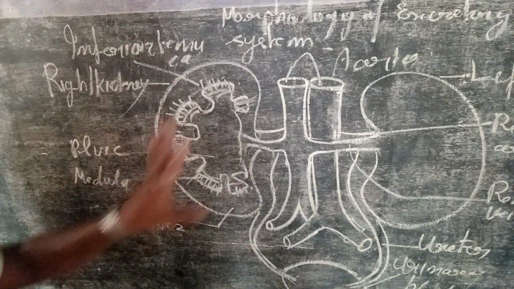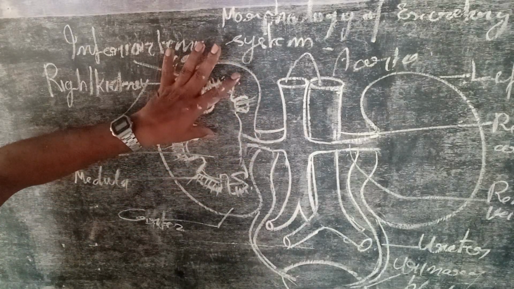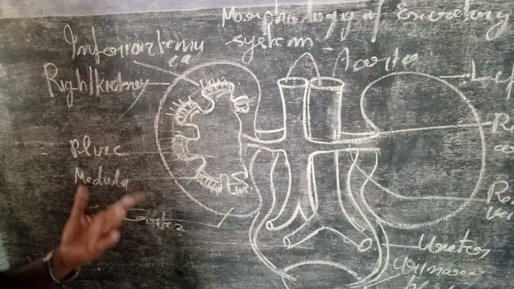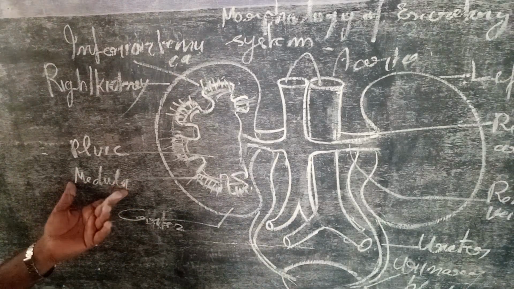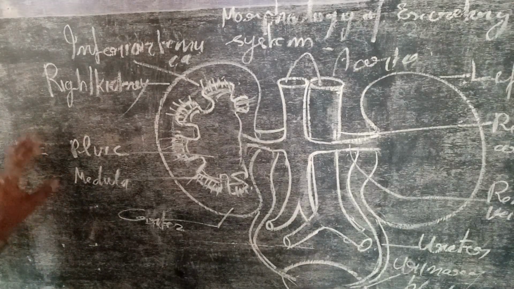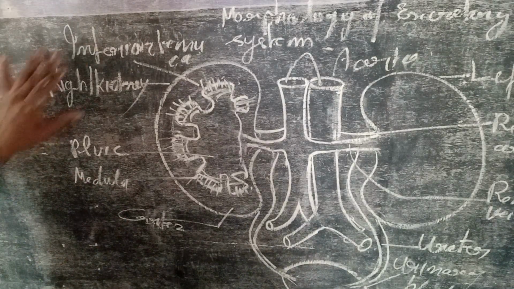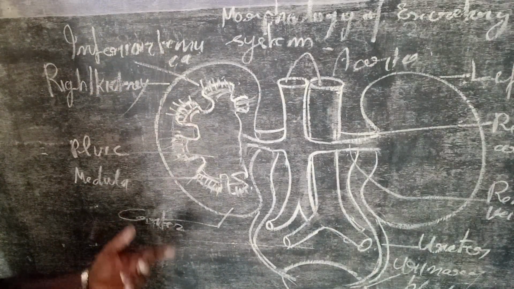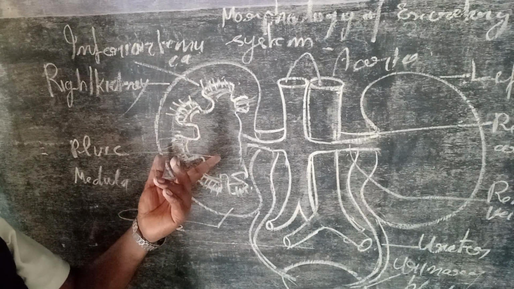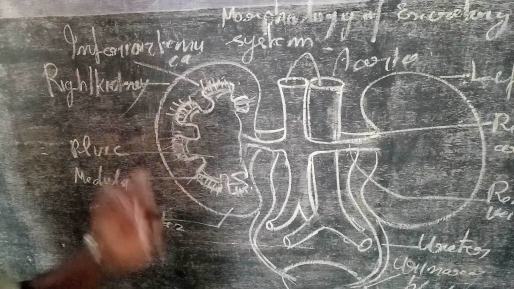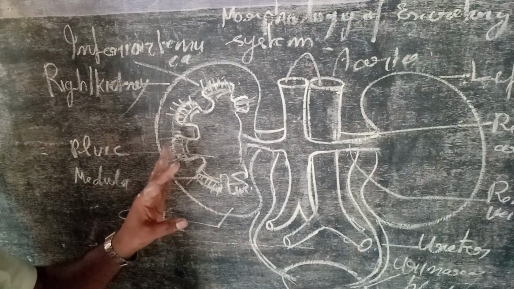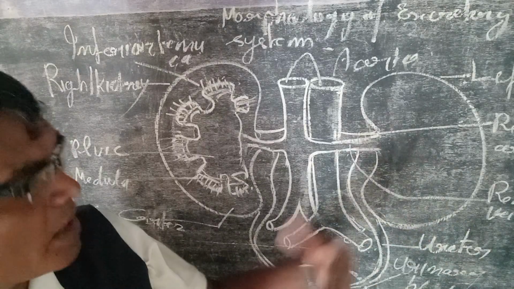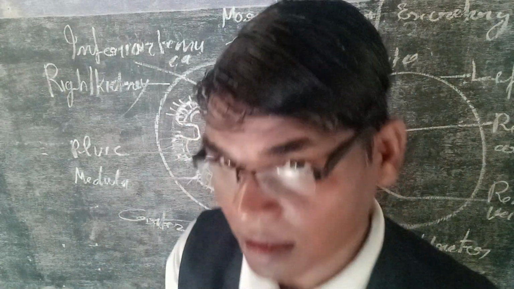Here is the pelvis, and if we see the cut section of the kidney, there are two parts available. The outermost part is the cortex, and the second part is the medulla. We will see the medulla in the pelvis, and the inferior part also has the nephron, nephridia. Ultrafiltration takes place here, and the urine is filtered, and different types of excretory material are also filtered and pass out from the body.